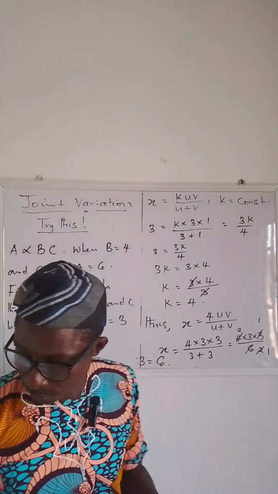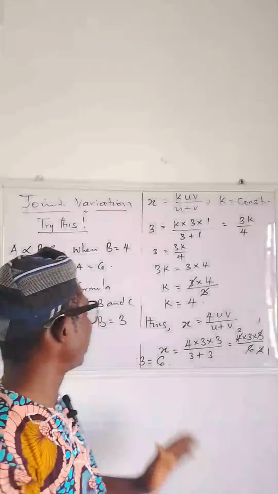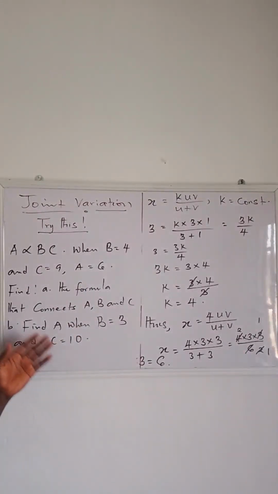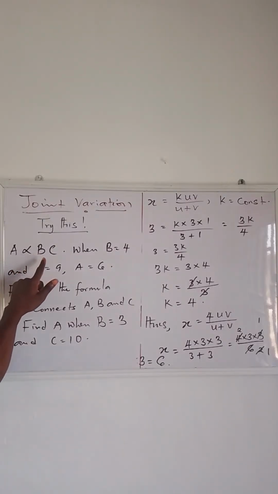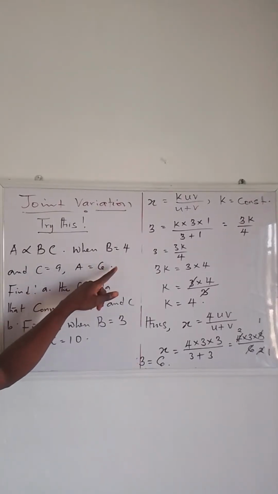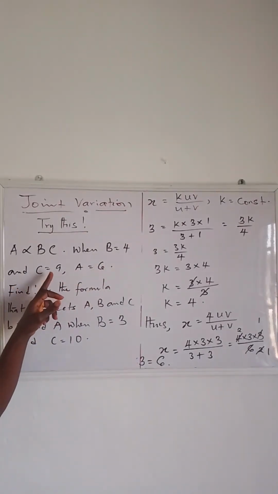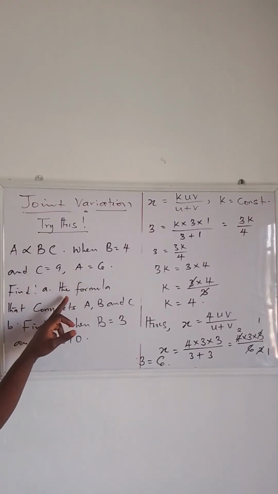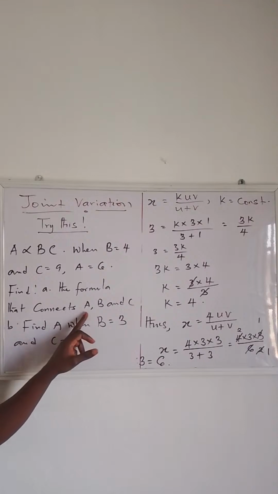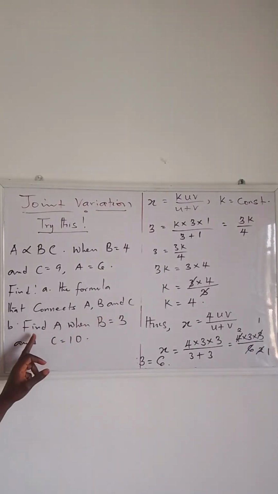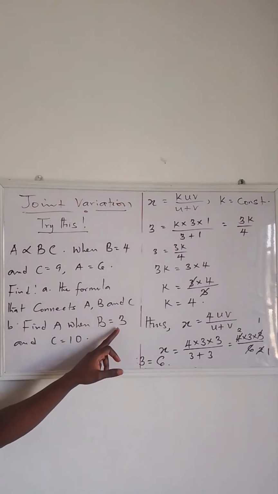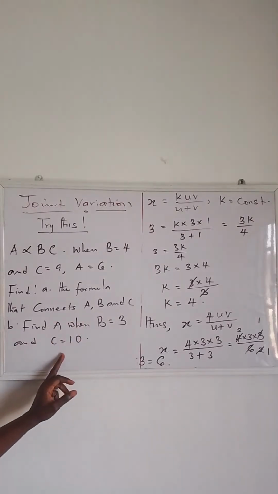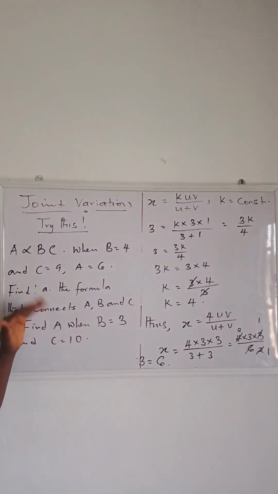Okay, can we quickly do this one? Let's try this one and see what you are going to have. Let me read the question again. A varies jointly as B and C, and B is 4 and C is 9. A is 6. Now, find the formula that connects A, B, and C. Then find A when B equals 3 and C is 10. So now I want us to solve this and drop the answer in the comment section.